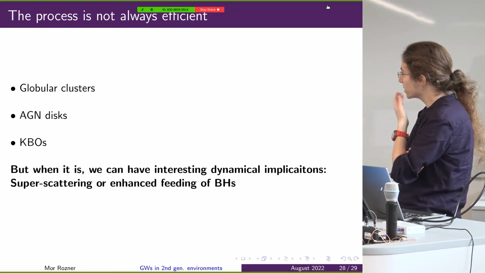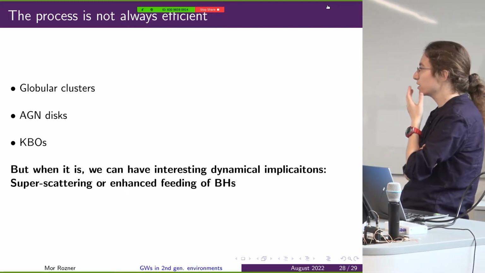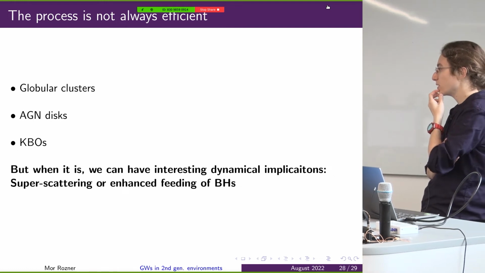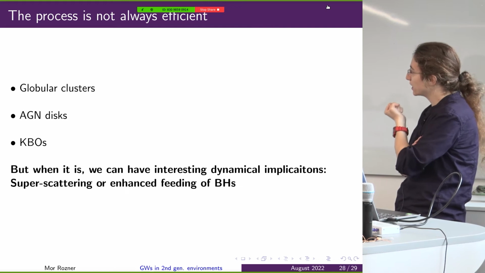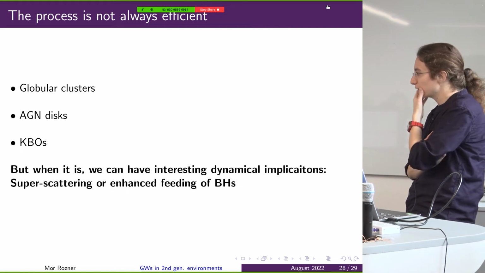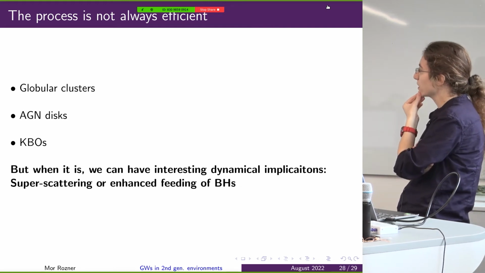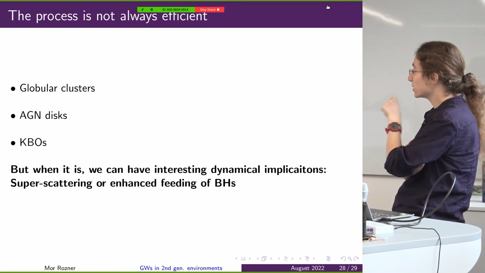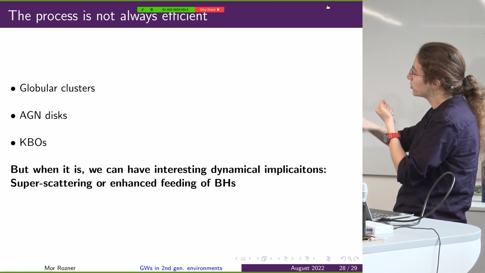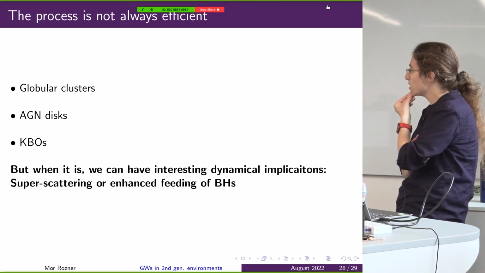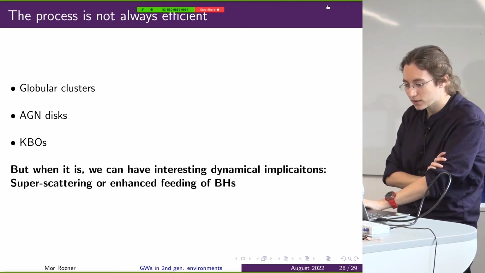lot of interesting dynamics. For example, super scattering, in which you have a binary, and it got closer and closer, but then another one will come because it also scattered to the Hill radius, etc. Or enhanced feeding, if you have a black hole and then you scatter another one, and the black hole will be just fed by external objects.